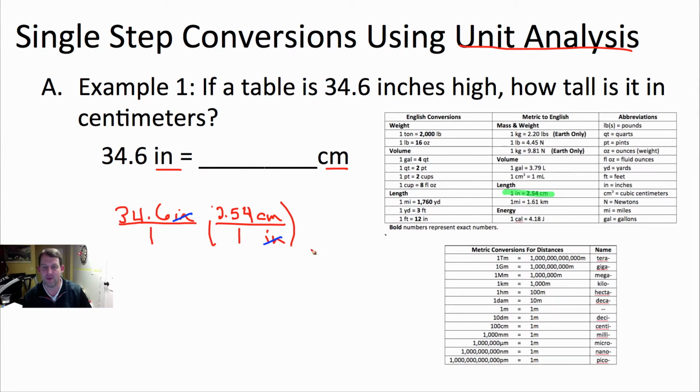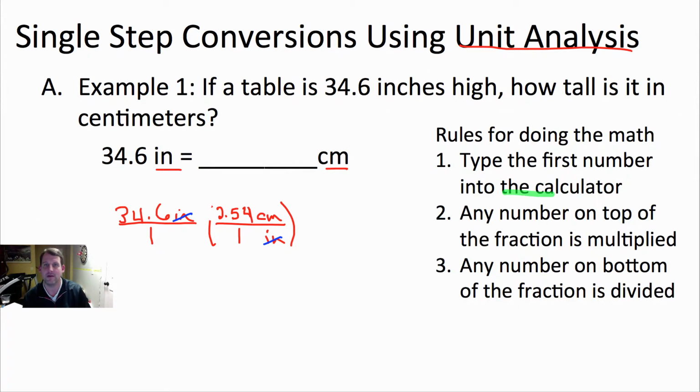Now, in order to do this math, we've got to know some rules. We always start out by typing the first number into our calculator right here. And then we look at the next number and we say, okay, is that number on top or is it on bottom? In this case, the 2.54 is on top. And when the number is on top, we multiply. Right? And when the number is on bottom, we divide. That's just a good rule of thumb.